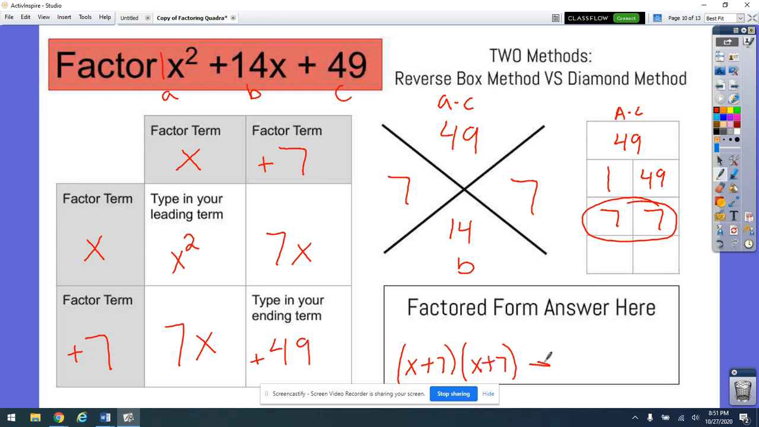So I can also rewrite it as x plus 7 squared, to the second power, since there's two of them. And that's how we do this particular example.